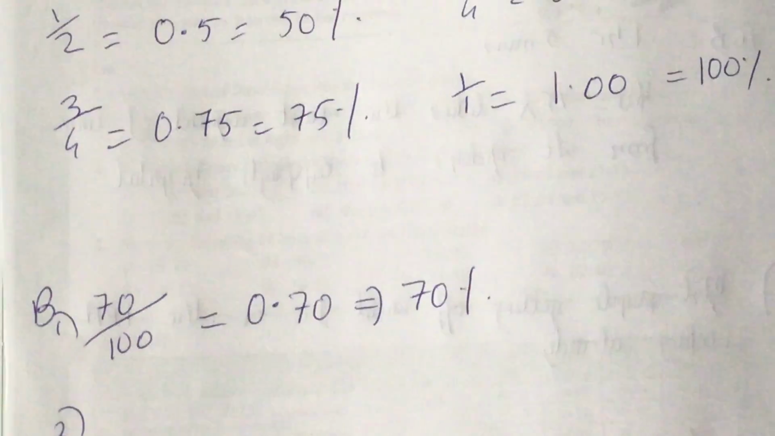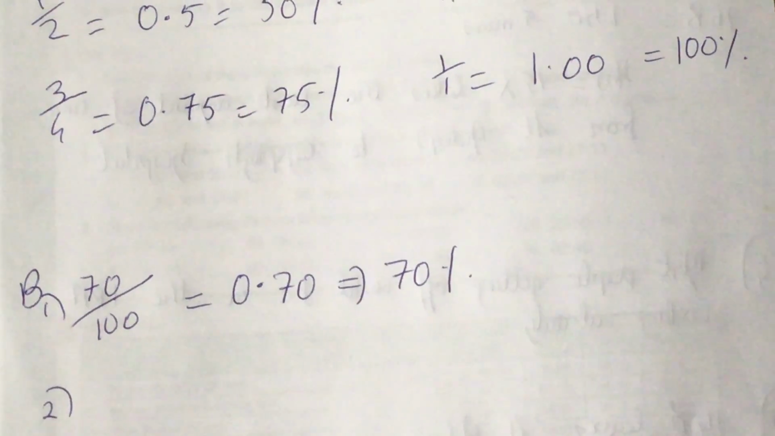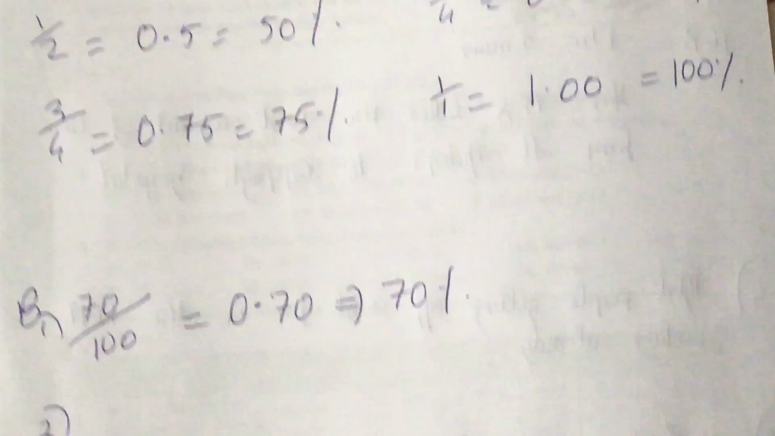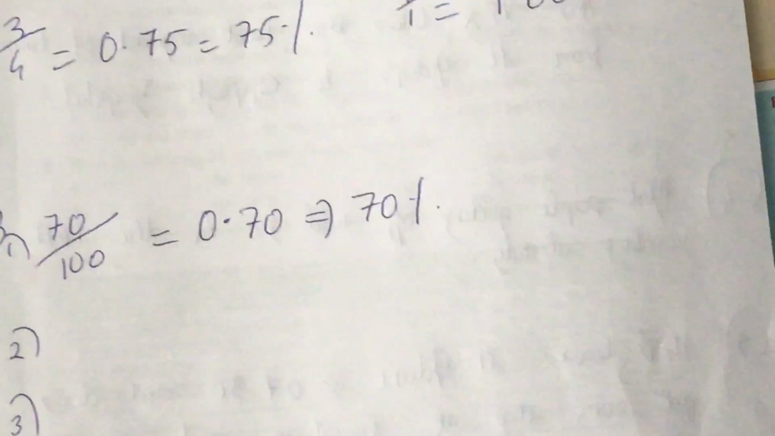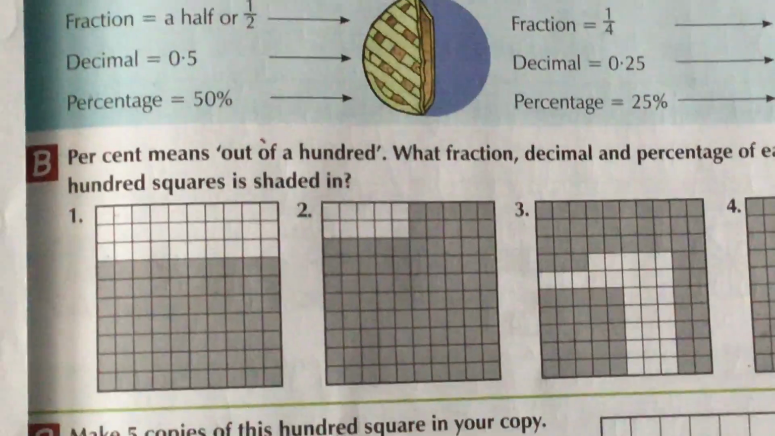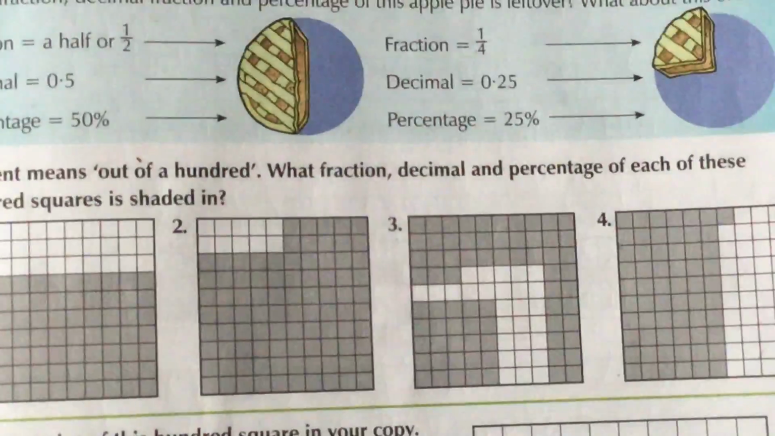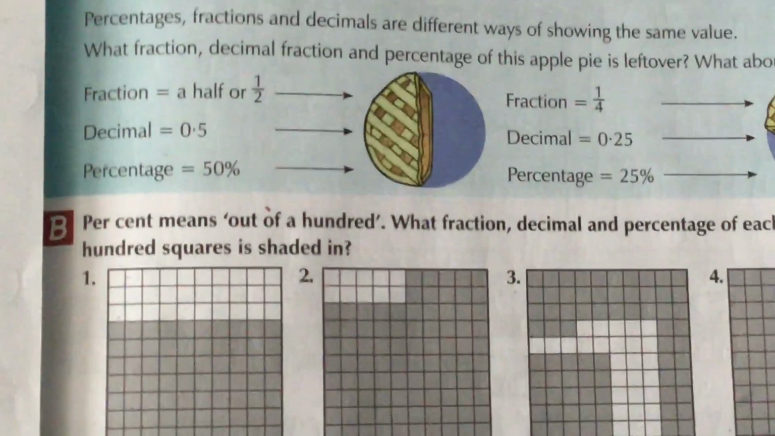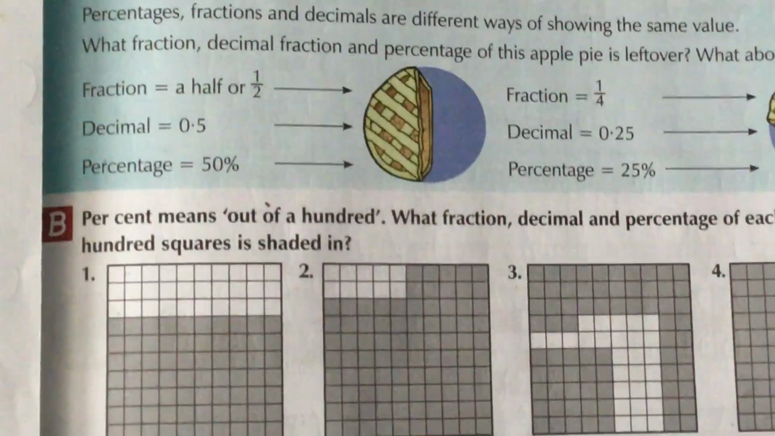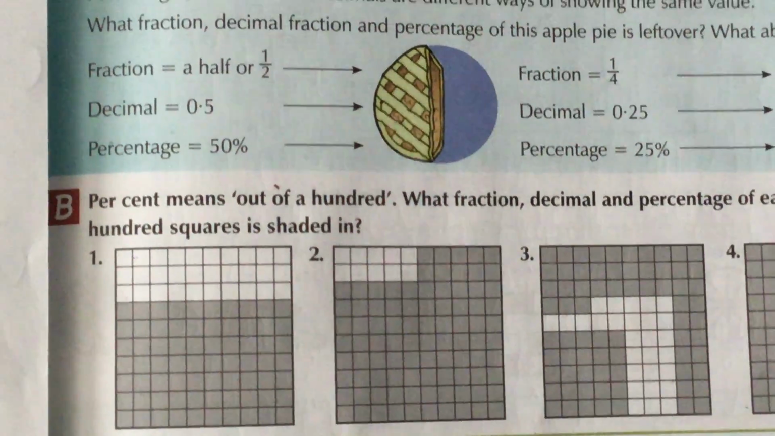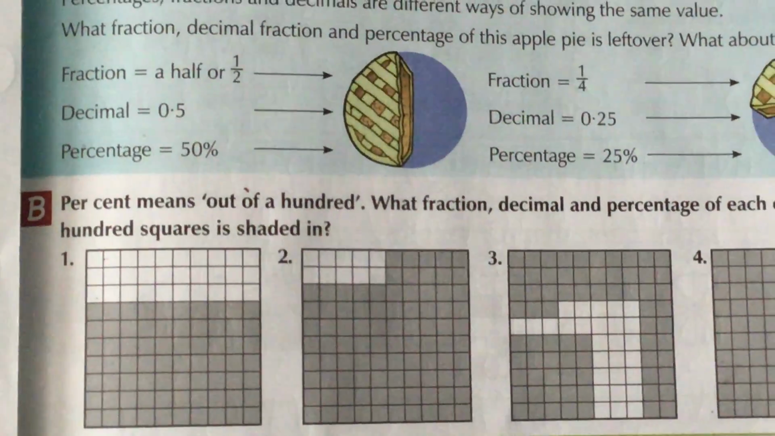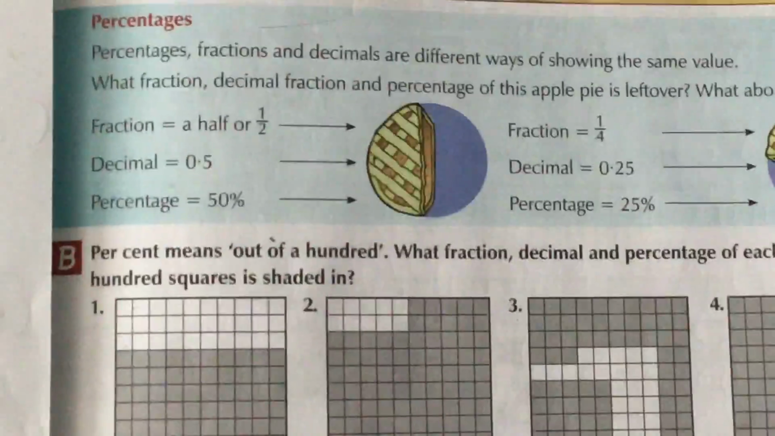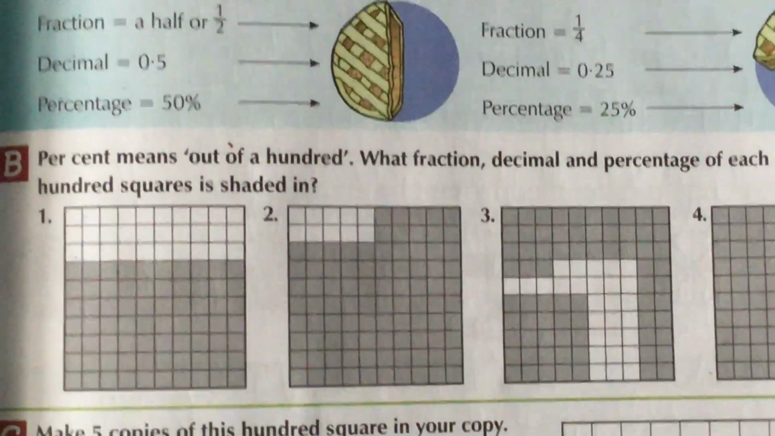Okay, if you get a million out of a million, or if you get 10 out of 10 in your spellings, or 100 out of 100 in your maths or your English, you get 100%. Okay, so we're going to look here, and it says percent means out of 100. What fraction, decimal, and percentage of each of the squares is colored in? So I've done the first one to show you what to do. So we have a 100 square. A 100 square is 1 whole square, but it's divided into 100 parts.